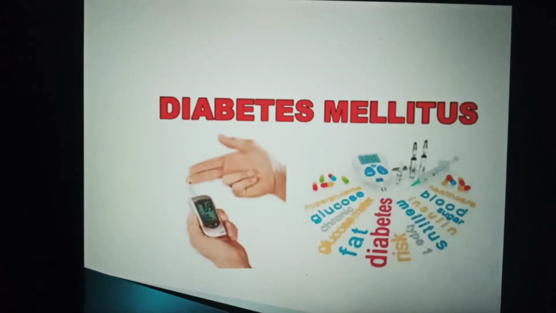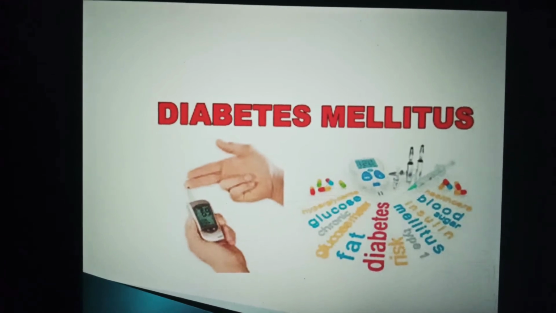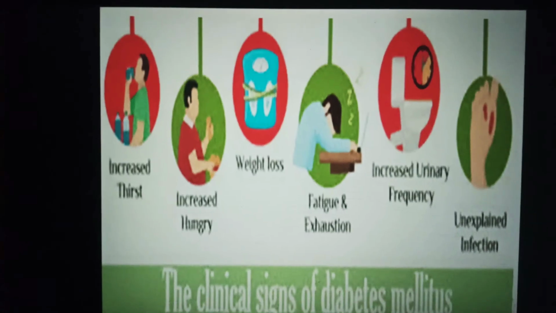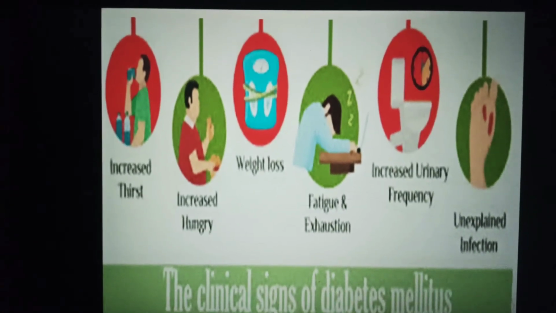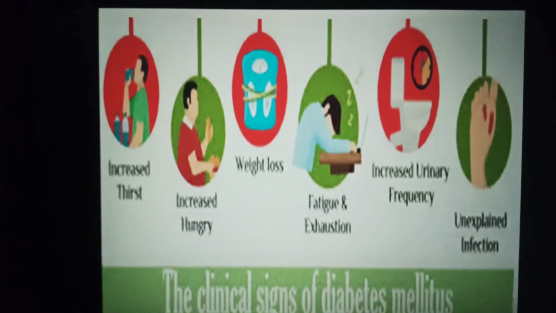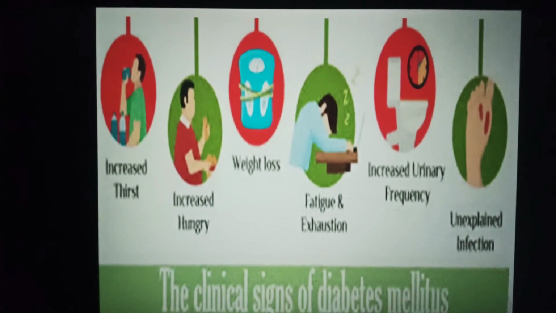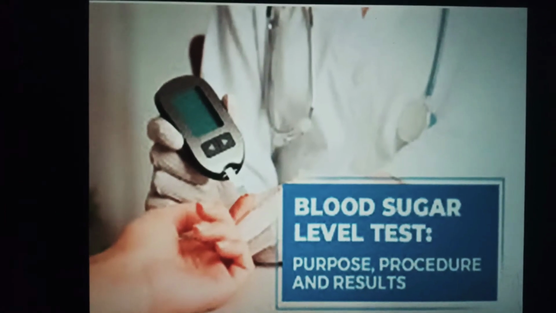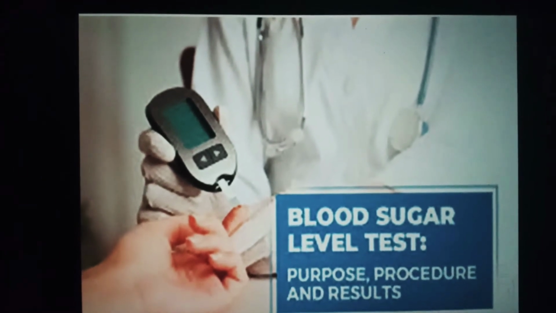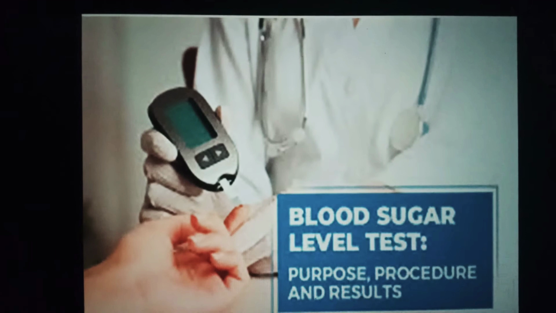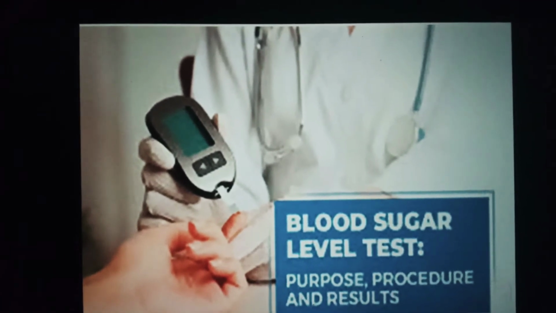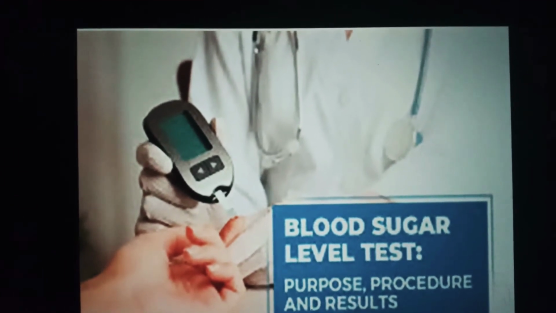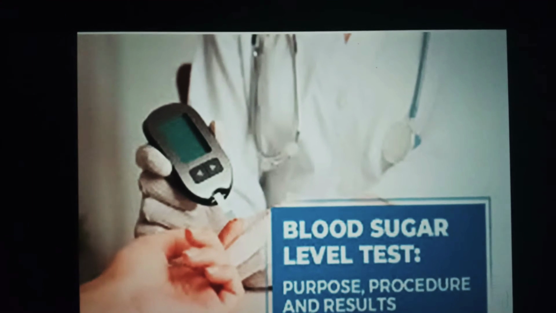The blood glucose concentration is maintained at the rate of 80 to 120 mg per 100 milliliter of blood. And here are the signs of diabetes mellitus, in which increased urinary frequency is commonly observed. Blood glucose concentration test shows the amount of glucose in blood and it is measured by this test. It is used to diagnose diabetes.